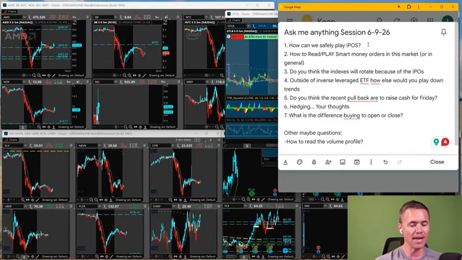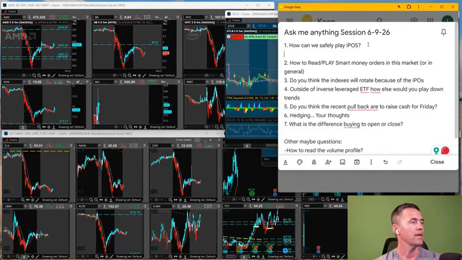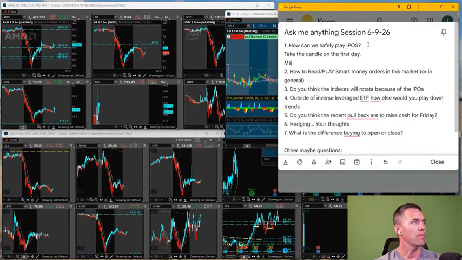How do you safely play IPOs? You want to know? Here. You take the candle on the first day, right? Mark out the top, mark out the bottom.